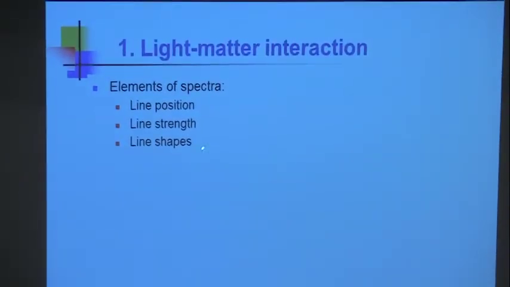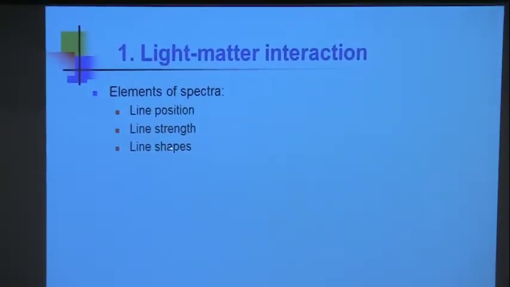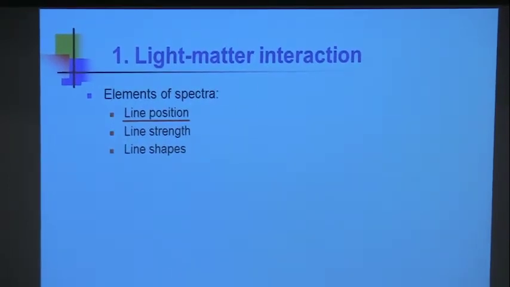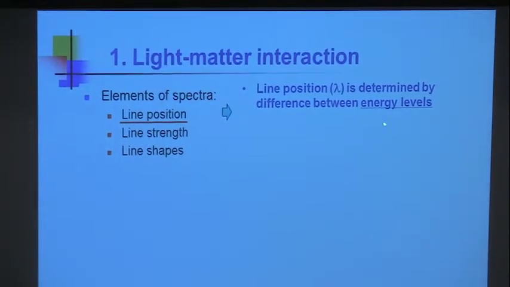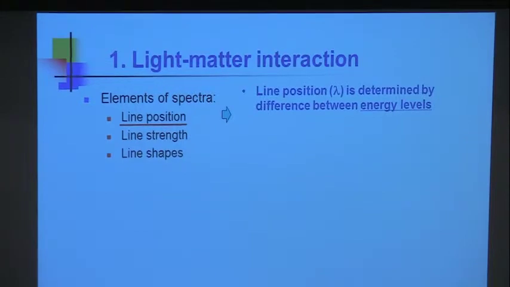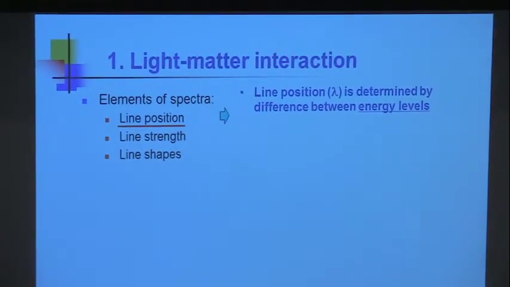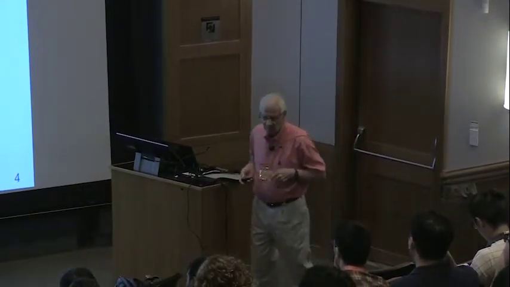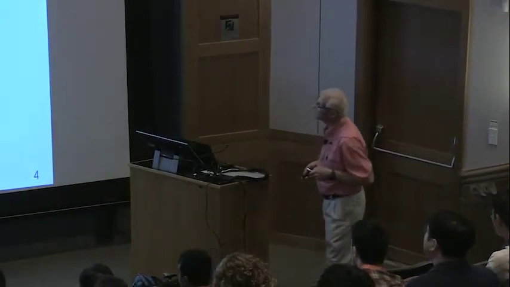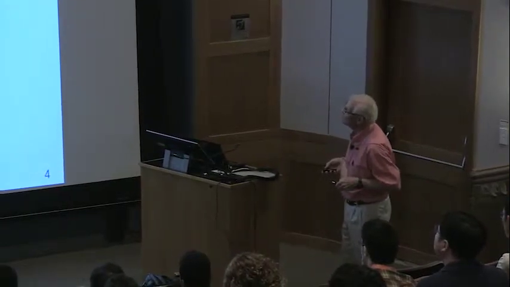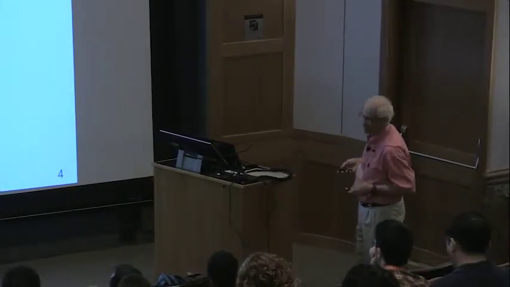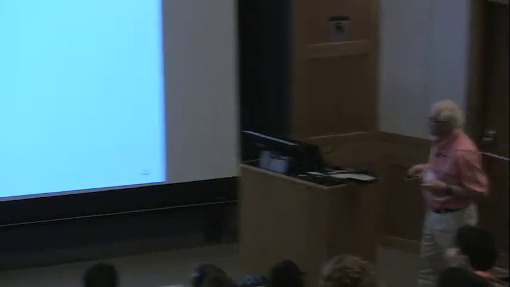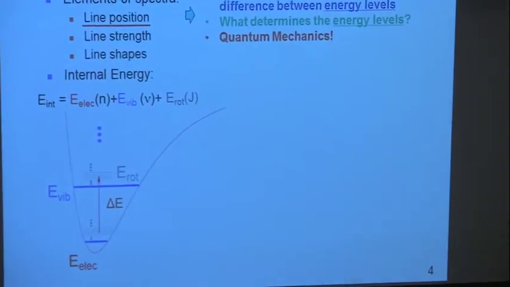So remember, back to our elements of spectroscopy: positions, strengths, and shapes. Position is really determined by the difference between energy levels. So if we have expressions for the energy of the levels and a rule for the levels that can talk to each other, we've just computed the positions of the spectrum. So where do we get the energy levels? Quantum mechanics. We're going to just take advantage. There's a few simple rules we try to follow.